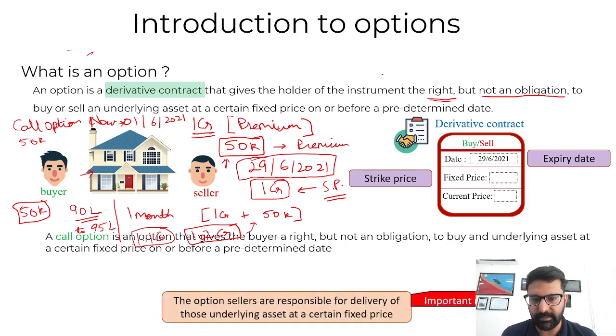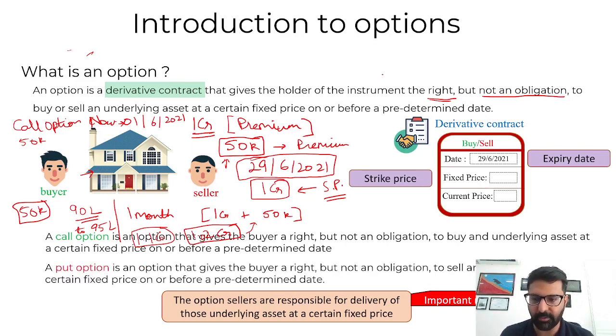And similarly, the other important point is the option seller is then responsible for delivery of those underlying assets at a certain fixed price. Right. So one point in the contract is that the seller can never back out. So he has the obligation and the responsibility to fulfill the deal if the buyer is willing to buy, but the buyer does not have any obligation, right?